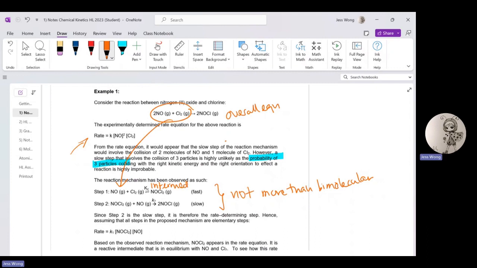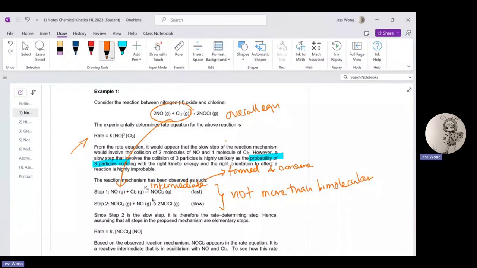So what is an intermediate? An intermediate is a substance that is formed and then consumed. It is not present at the start as a reactant, and it is not present at the end as a product. Since I have to consume and use up the intermediate, it will be the reactant in the next step.